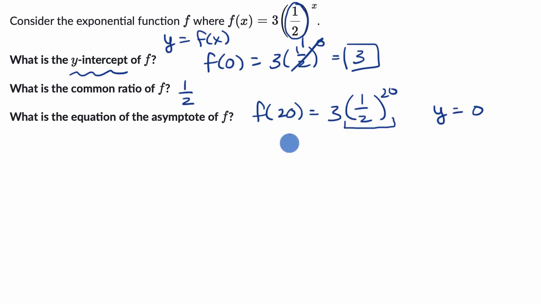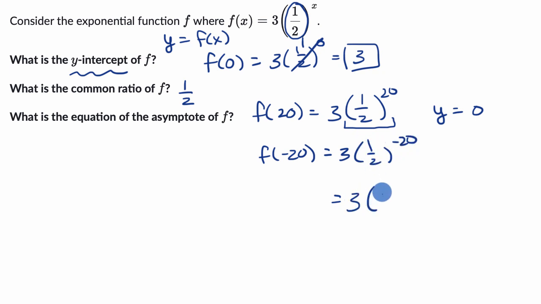If we go the other way, if we said f of -20, this is the same thing as 3 times 1/2 to the -20. Or we could take the reciprocal here and get rid of the negative in the exponent: 3 times 2 over 1 to the 20th power. Now this is going to be a very large number, so it's not really approaching anything. Some people would say it's approaching infinity, but it's not really. As x gets more and more negative, there doesn't seem to be an asymptote there. But as x becomes more and more positive, it looks like our function is approaching y equals 0. It's getting closer and closer to 0 without quite reaching it.